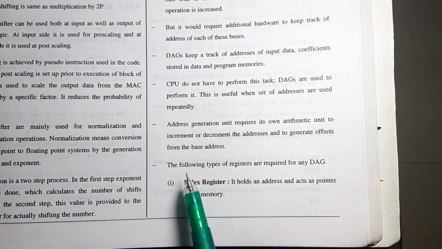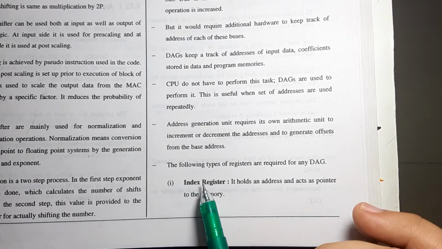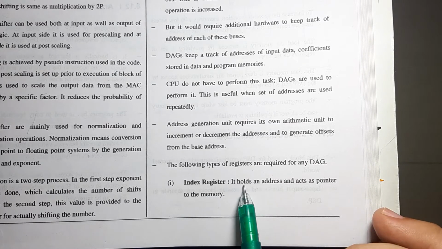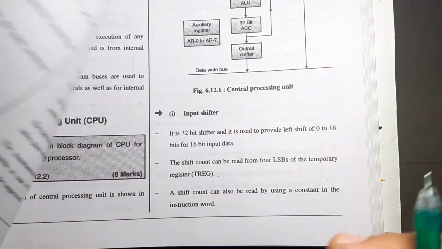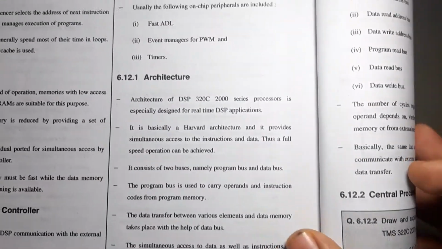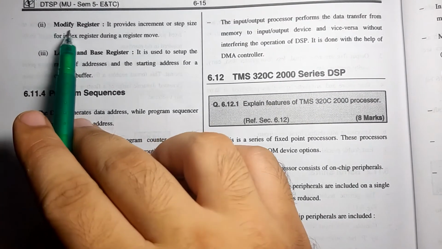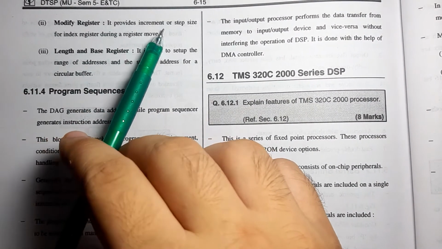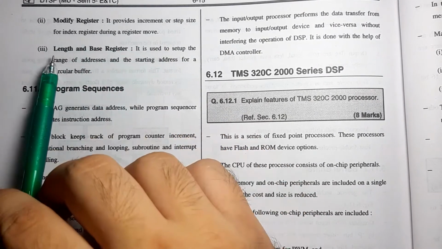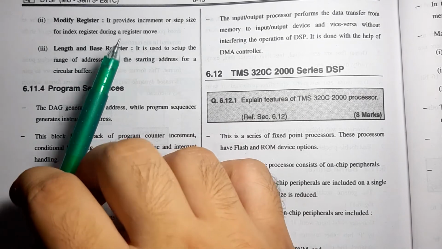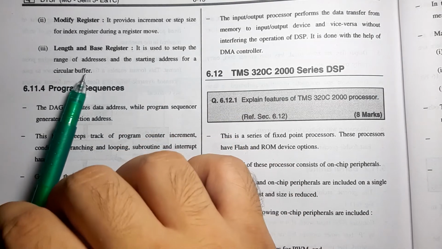Now, the following types of registers are required for any data access or data address generator. One of them is the index register. What does it do? It simply holds an address and acts as a pointer to the memory. Then we have the modify register. It provides the increment or step size for your index register during a register move. Then third, we have the length and base register. It is used to set up the range of addresses and a starting address for a circular buffer.